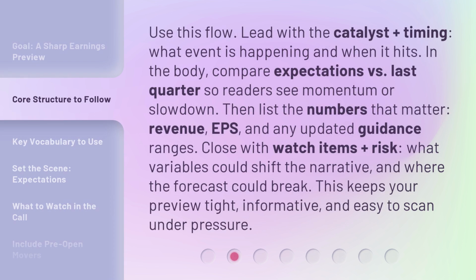Use this flow. Lead with the catalyst plus timing. What event is happening and when it hits. In the body, compare expectations versus last quarter so readers see momentum or slowdown. Then, list the numbers that matter. Revenue, EPS, and any updated guidance ranges.